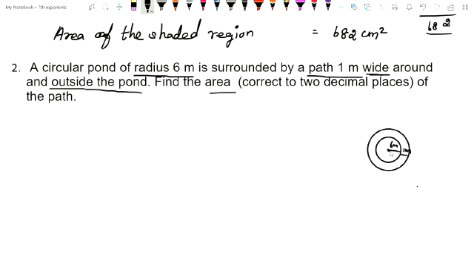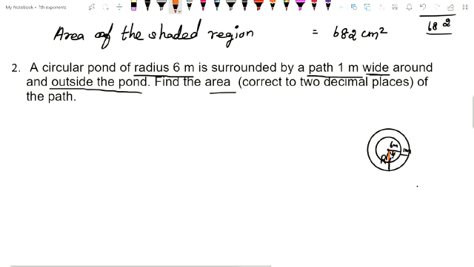So this is the radius of the outer circle. This is the radius of the inner circle, small r. We need to find the area of the path. So the area of the path, what is the formula, children? Area of the outer circle minus area of the inner circle. If you want to find the area, you need the radius. Here the inner radius is there, but the outer radius we want to find. How do you find this outer radius? See here, this is the inner radius.